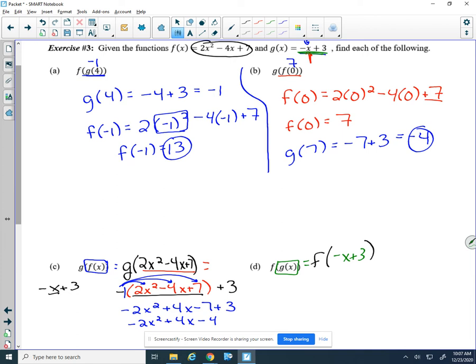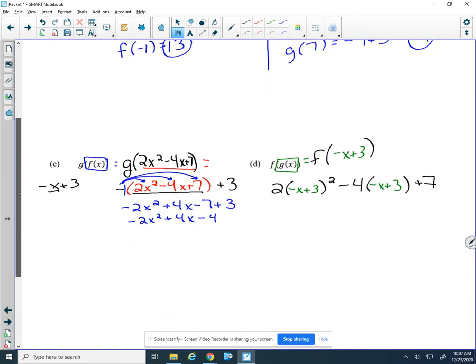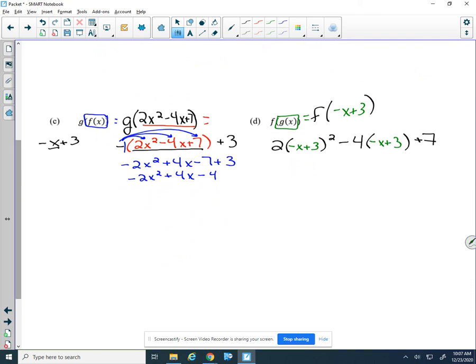So we're going to end up with that situation where we're going to have to do double distribution. I'm just going to write it down and then I'll move the page up. So looking at my f of x function, which is up at the top, I have 2 times -x plus 3 squared, and then minus 4 times -x plus 3, and then plus 7. So because of this section right here, we're going to have to write that twice because it's a binomial squared. So I have 2 times -x plus 3 times -x plus 3.